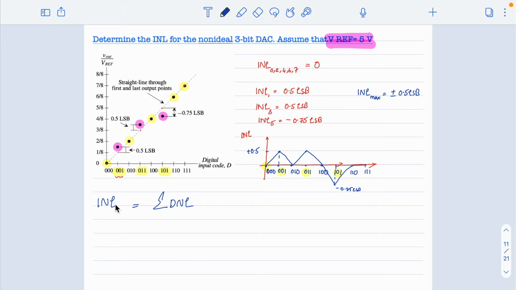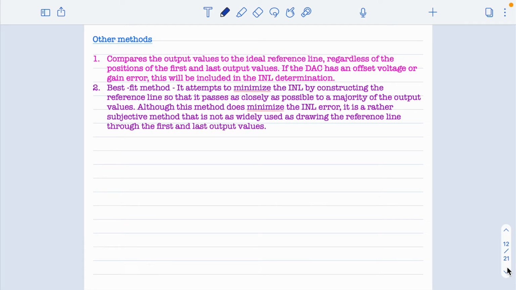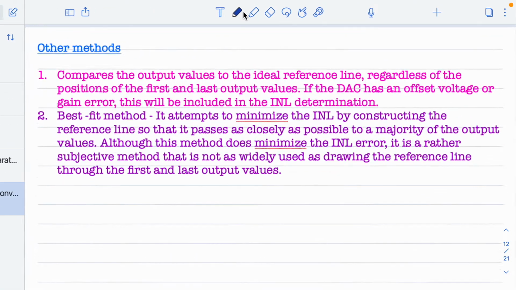Yeah, so one is local, we can say it is localized, in the sense that it is for every input digital code word, and the other one is the overall idea. Alright, so the calculation of INL becomes easy when we have a graphical representation. Otherwise we need to calculate. We'll see one example from the tutorial also. But before that, we'll quickly look at some other methods of INL calculation.